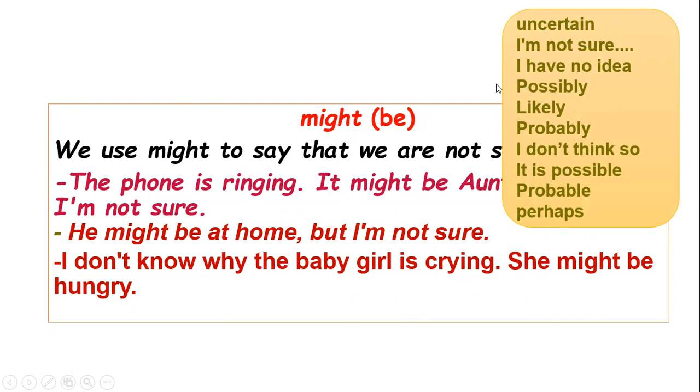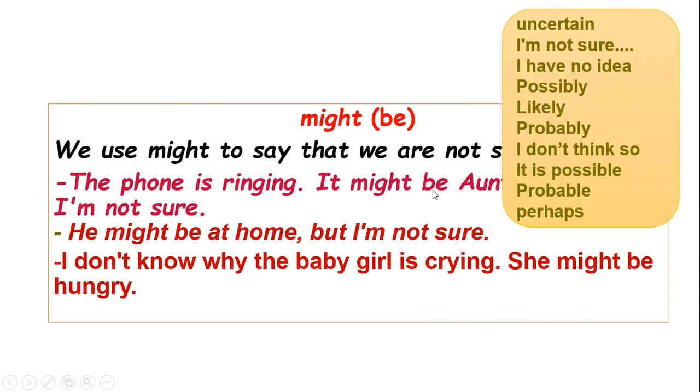All these expressions mean that you are not sure about something. كلهم معناهم أنك لست متأكدا من شيء. Uncertain. I'm not sure. I have no idea. Possibly. Likely. Probably. I don't think so. It's possible. Probably. Perhaps. كل دول معناهم من المحتمل. غير متأكد. لا أعتقد ذلك. من الممكن أن.